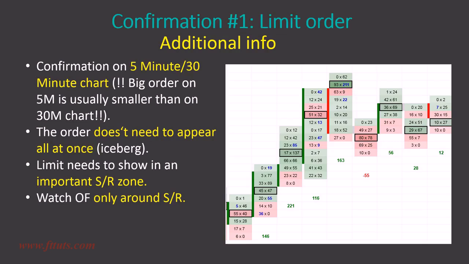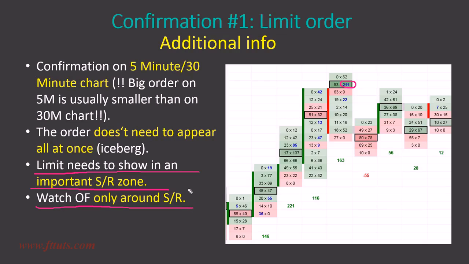Now, I already said this, but it is pretty important, so I'll repeat it. The limit order needs to show at an important support and resistance zone. So don't just follow 5-minute order flow looking for significant limit orders or significant numbers on bid or on ask. You need to read the bigger context for this. So that's why this is a confirmation strategy, all right? So those limit orders need to be in significant support or resistance zones. So you want to watch the order flow only around those support and resistance zones.